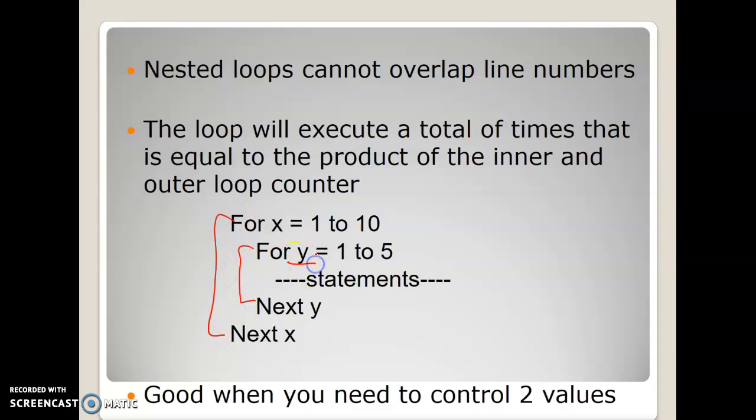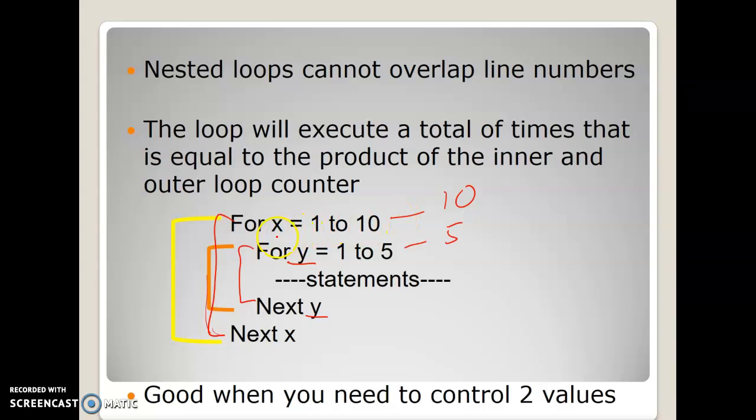So for y is equal 1 to 5, and so next y has to be in there, and then the outer loop are the x's. So x is controlling the outer loop, and y is controlling the inner loop. This one's going to execute 10 times from 1 to 10. The inner one's going to execute 5 times. So this one's going to execute a total of 50 times.